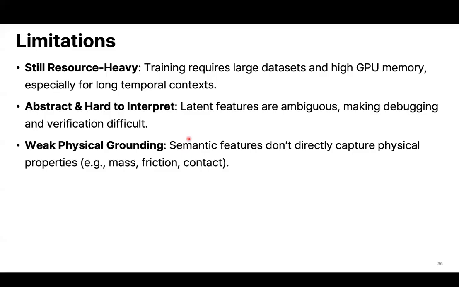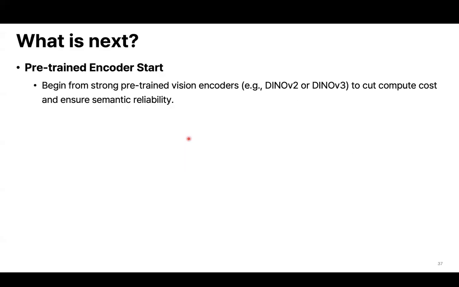And then there's my future direction. This is just my early stage of thoughts. So to wrap up, let me link the limitations to the future directions. First, efficiency remains a challenge. So starting from strong pre-trained encoders like DINO-V2 and DINO-V3 can help.